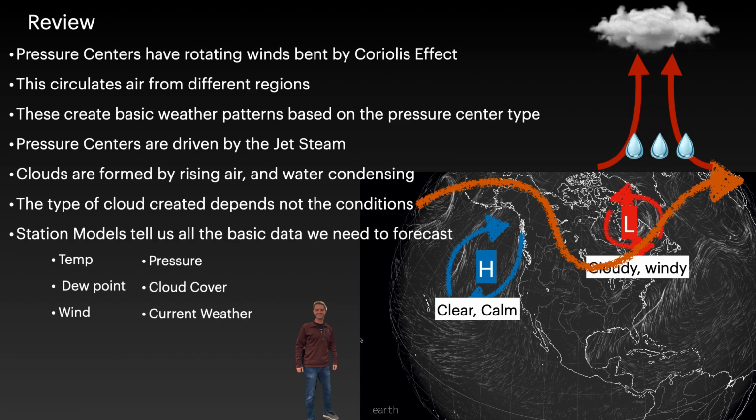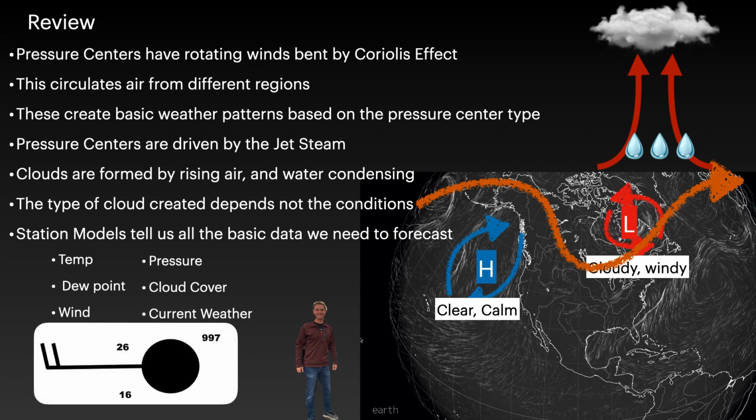Lastly, we also have discussed how to read a basic station model, which tells you a bunch of weather data in a very quick and convenient visual manner. As a quick review, this example has a temperature of 26, a dew point of 16, the pressure would be 999.7, and I would have a westerly wind at 20 knots or miles per hour.